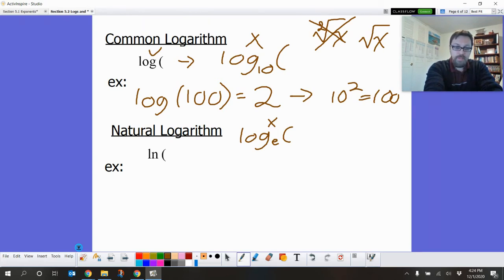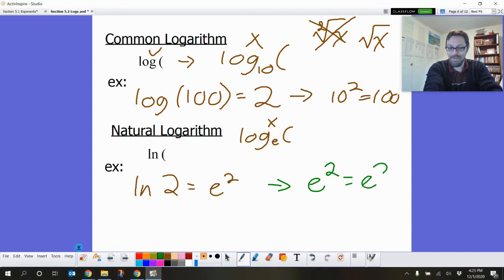So an example of this would be the ln of 2 equals e squared. And this one looks really silly when you translate it. You end up with e to the what? 2 equals e squared. Oh yeah, duh. Okay.